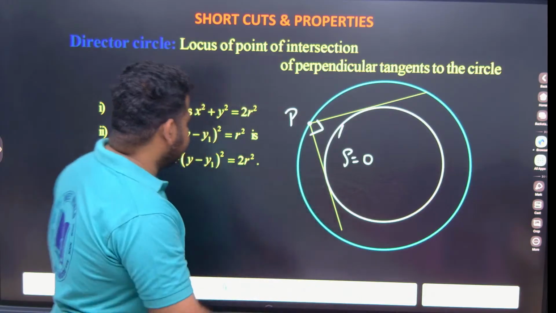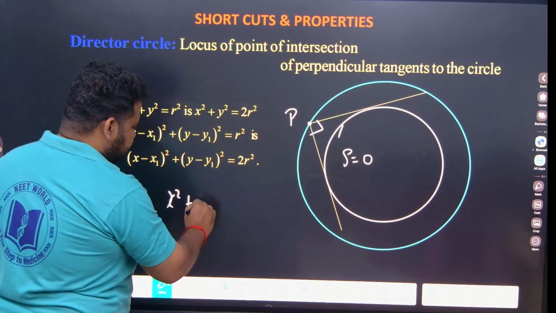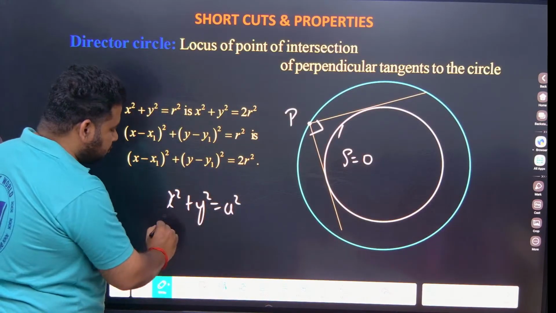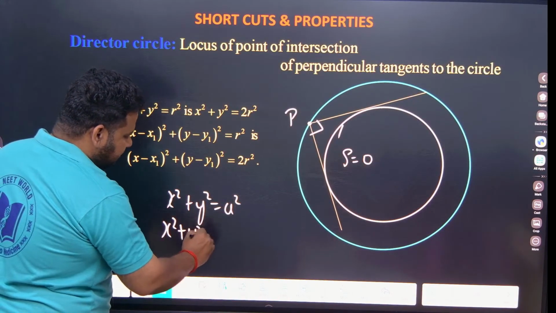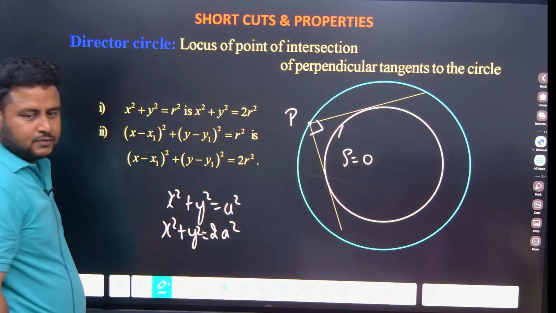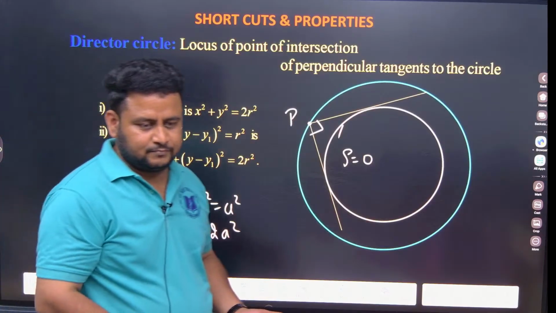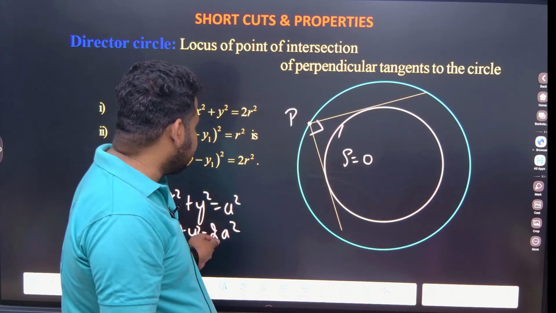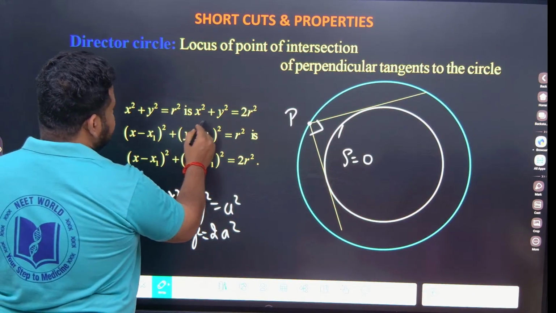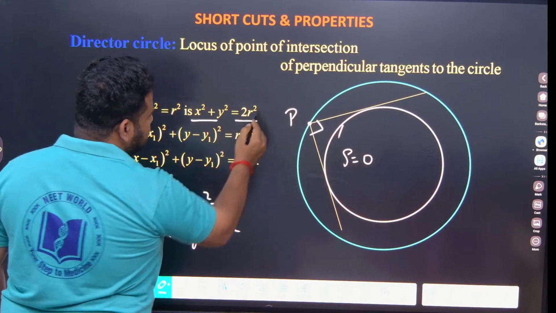Suppose we have the equation x square plus y square is equal to a square as the equation of the normal circle. For the director circle, instead of a square you have to write 2a square. Only the radius will become larger. So here, x square plus y square is equal to r square, and the director circle is given by x square plus y square is equal to 2r square.